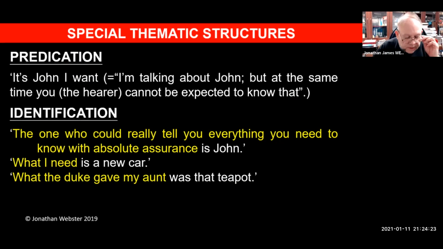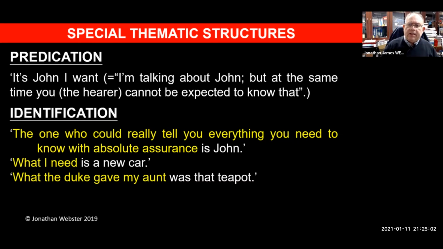Again, it does get a bit more complicated because we do have special thematic structures which have a special meaning. It's John I want. What does that mean? Why do I say that? Why don't I say I want John? Why do I say it's John I want? Because what I've put first is John. That whole predication is John. That's new information.